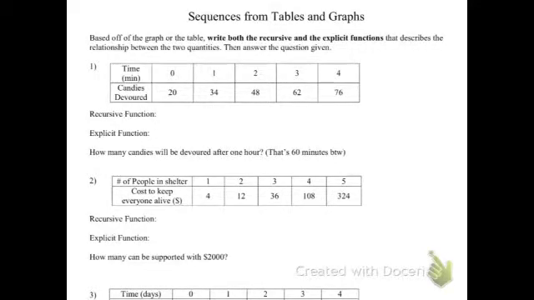Alright, time for our solutions for the sequences from tables and graphs assignment. On each of these you're given a sequence, but it's not just the numbers in lists like we've been doing so far. It comes in the form of a table or a graph. We've kind of done this before in writing functions from tables and graphs, but this time we're focusing on the sequence part of it because we're going to be writing a recursive function and an explicit function from the table or the graph. And then we have a question to answer at the end of each of these, okay?